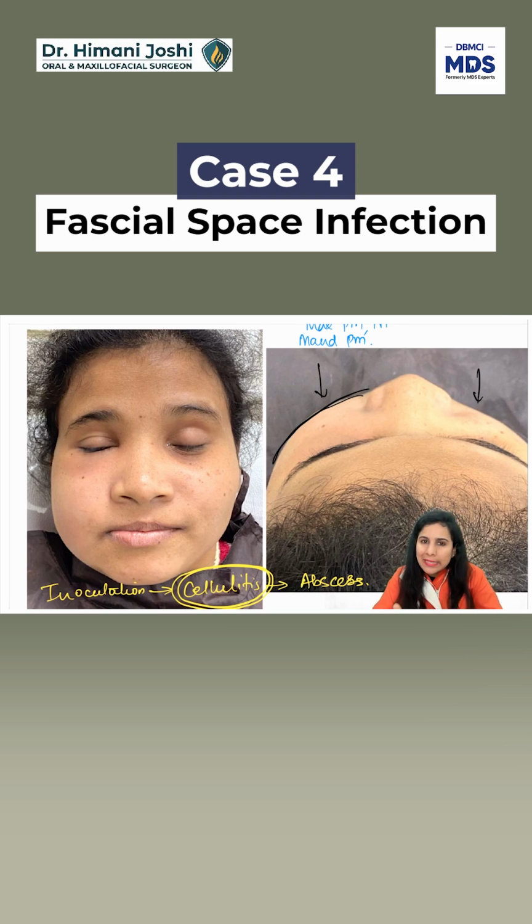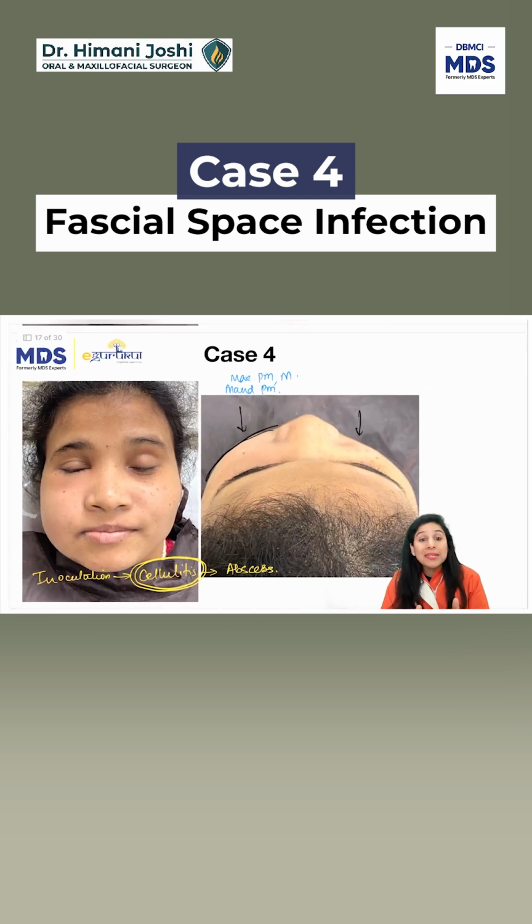Since she was not very sick, we gave her oral antibiotics. Since she was a healthy patient, not threatening the airway a lot, we did it under local anesthesia on the dental chair, extracted the tooth, gave her the supportive treatment, asked her to take a lot of fluids, asked her to take good bed rest, and within a week or so, she was fine. Alright, so this is how you see a buccal space infection, and that's how you manage it.